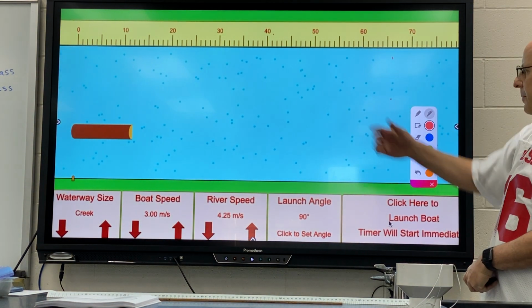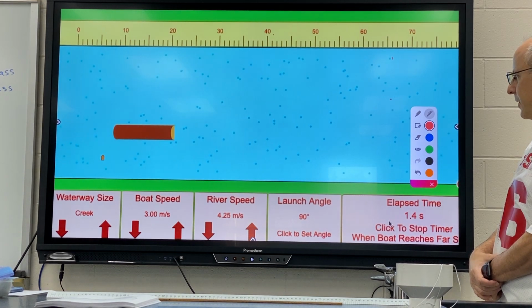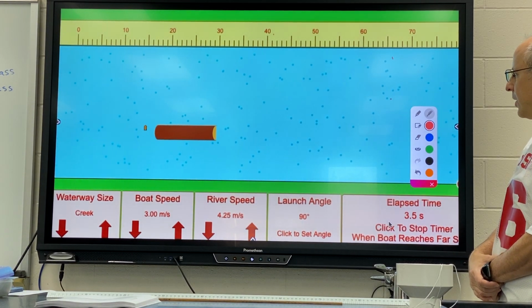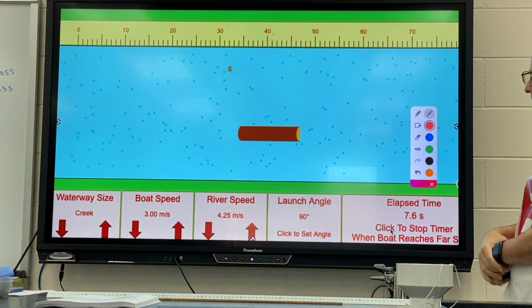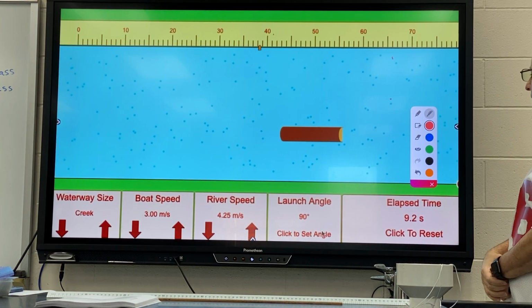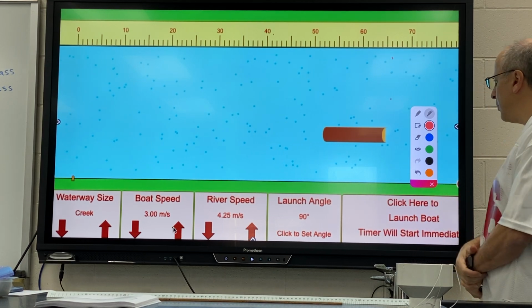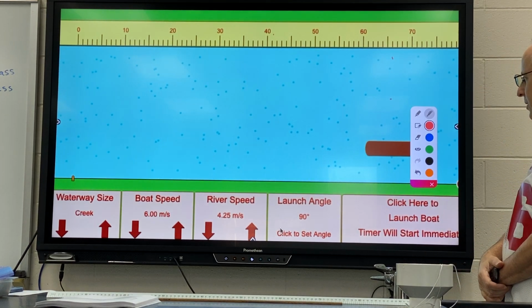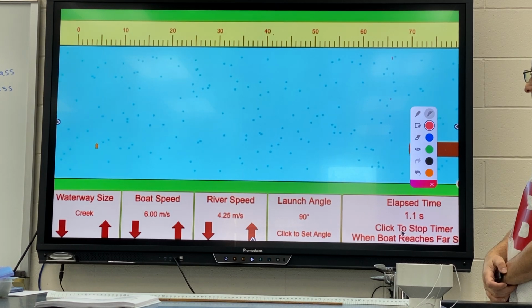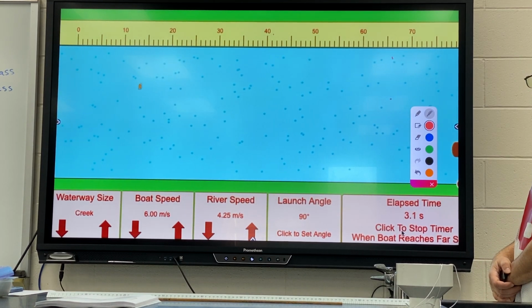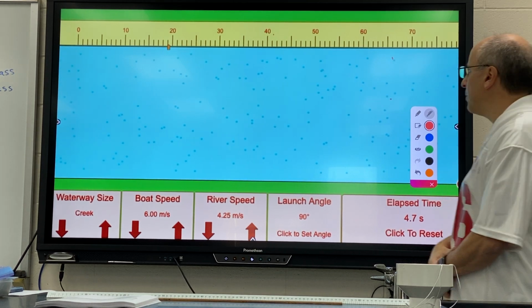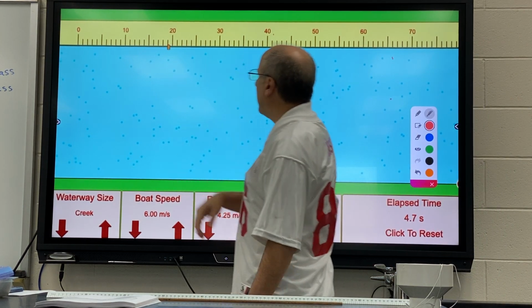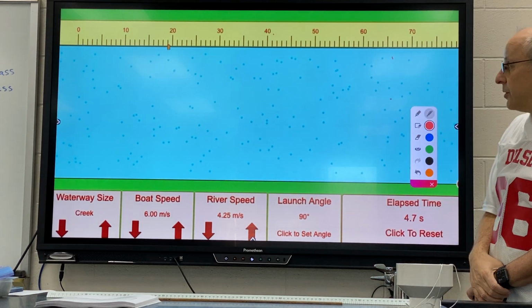Okay, so let's fire our boat across the river. As it moves across the river, it drifts with the same speed as the logs and the water. And it lands on the other side after 9.2 seconds. We're now going to double the speed of the boat. And we'll see now it gets across in about 4.7, and it drifts not nearly as much as it did the first time.